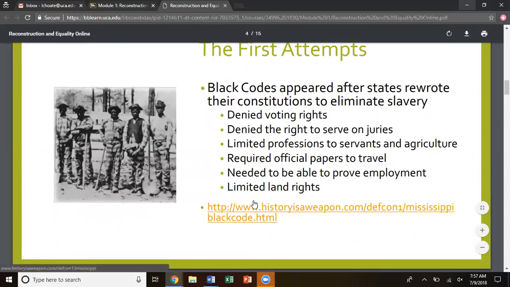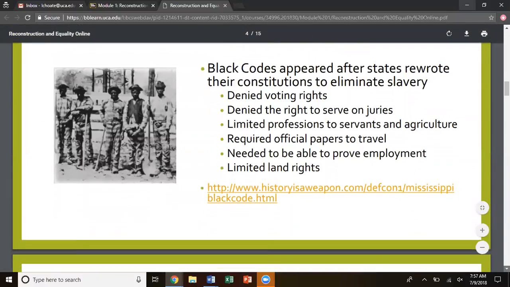If you want to follow this link, and I suggest that you do, this is an example of a Black code that would have been in use at the time, Mississippi's Black Code. So you can look at that for more information.